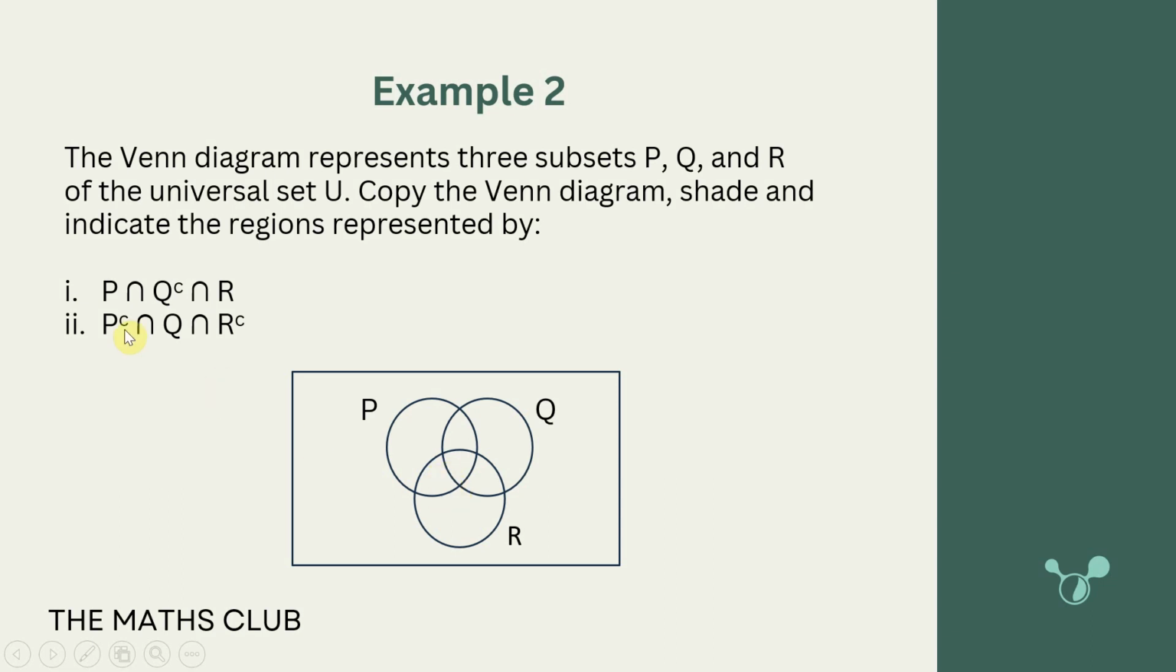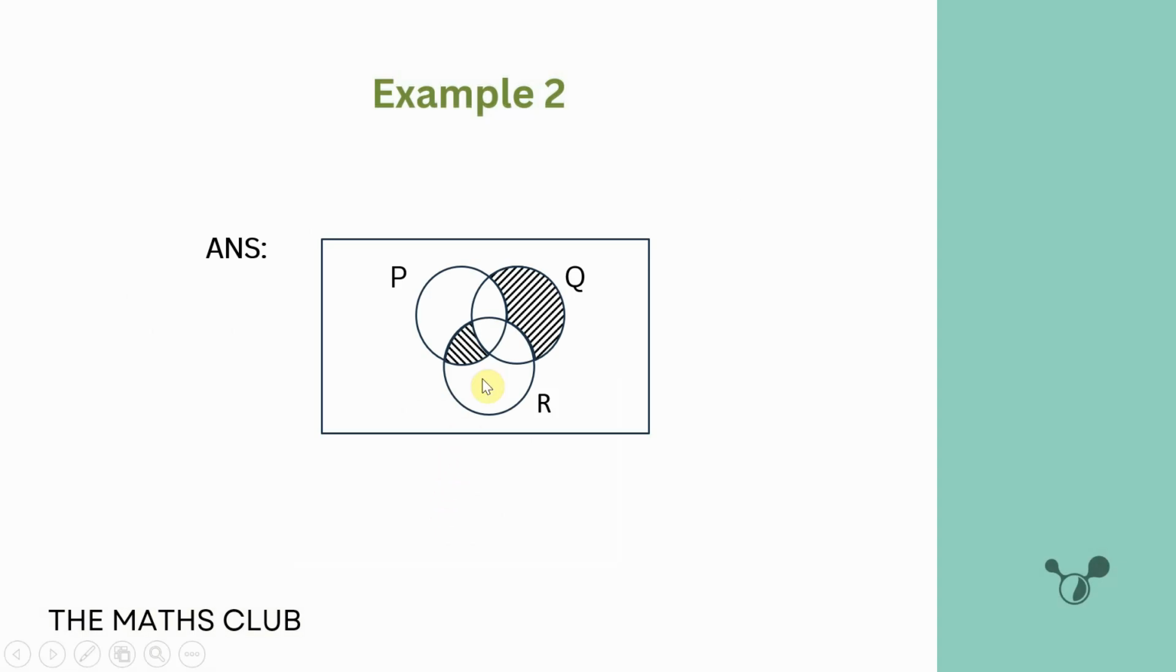Now for the second one, it says P complement intersection Q intersection R complement. So I'm going to go to Q, and anything that has to do with P, I will remove it. Anything that has to do with R, I'll remove it. So I'm assuming that our answer will just be this place here, which is Q only, and then this place here, which is P intersection R only. Let's see. Great. So you can see P intersection R only and then Q only.